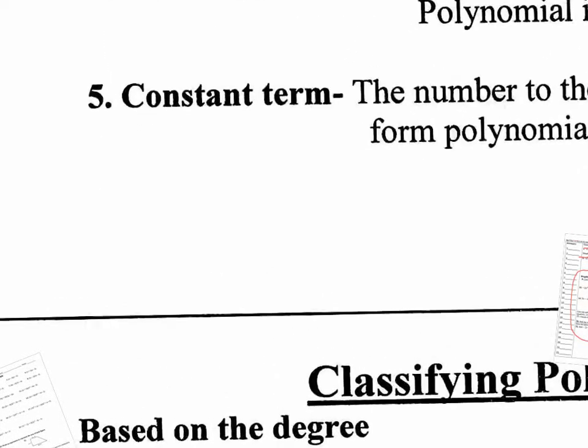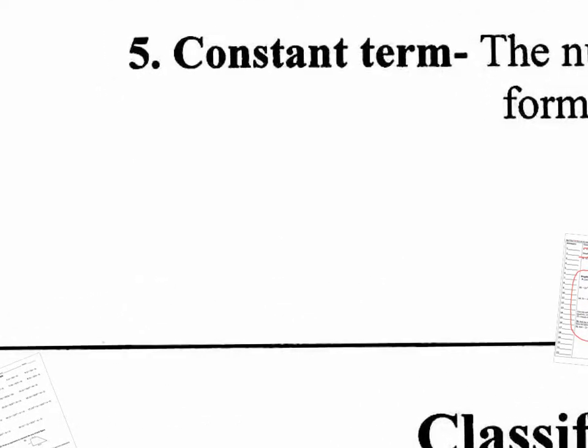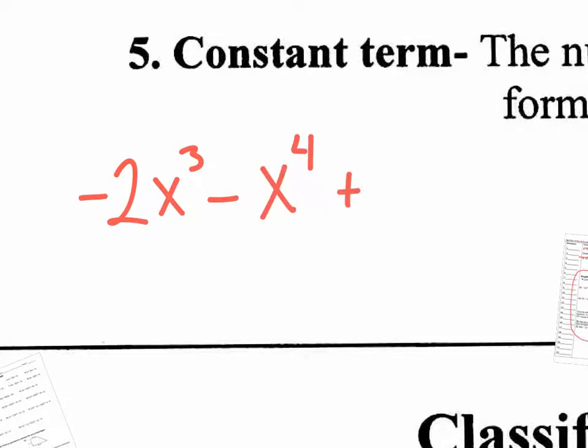Okay, so for example, let me just give you an example. Let's say negative 2x to the third minus x to the fourth plus 5 take away 2x. Okay, so if I told you to write that in standard form, what would you do? Because that will be a question on the quiz. What would you do?